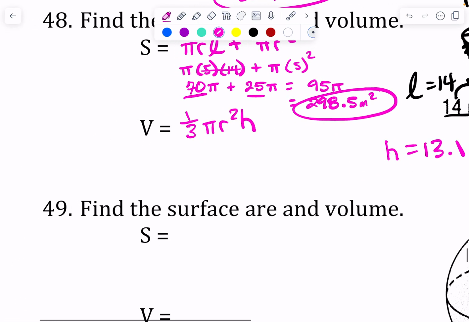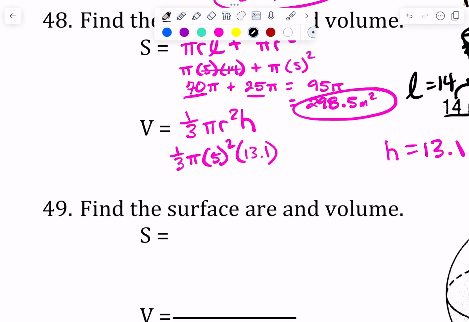Meters squared, okay? 1/3 pi, radius is 5. The height is that 13.1 that we figured out. And because there's a decimal, I'm going to type some of this into my calculator. So 1/3 times pi times 25 times 13.1.